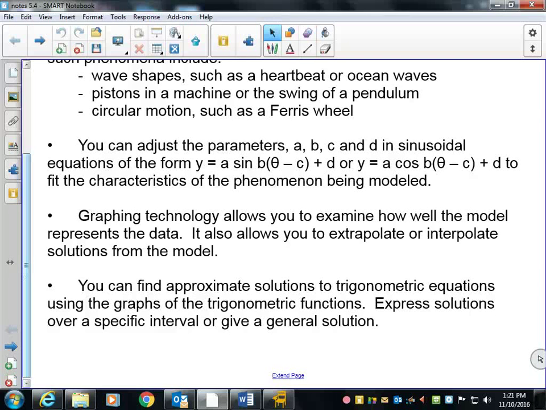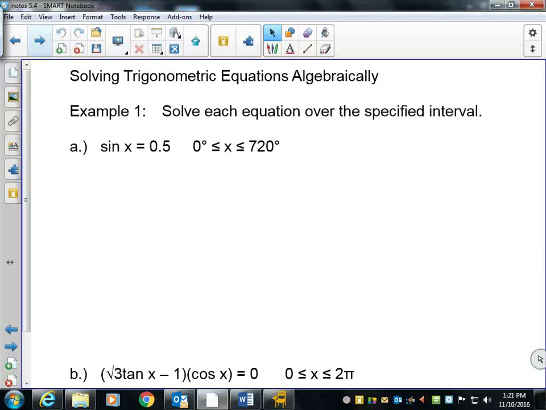But it also allows you to extrapolate or interpolate values that you might not know that don't fall in those pi quarters or pi halves or whatever your quarter period shifts are, right? And you can find approximate solutions by solving the equation using your calculator, okay? So, solve each equation over the specific time interval.